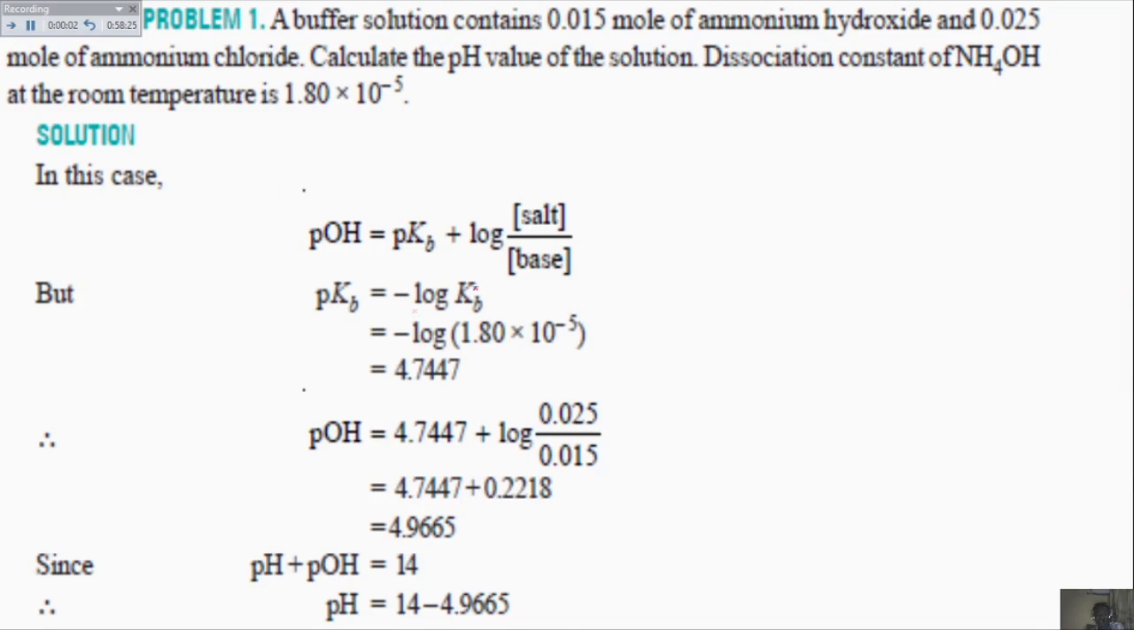Now for the base, it's the same thing. You are given Kb, the dissociation constant of the base. Then I need pKb, which becomes minus log Kb. Do this, and you've gotten it. Then you recall this is your formula, with the salt itself 0.025 over that of the base. Then you get your answer. You have gotten your pOH. Then you know that pH plus pOH equals 14. Automatically your pH equals 14 minus this, and you get your answer.